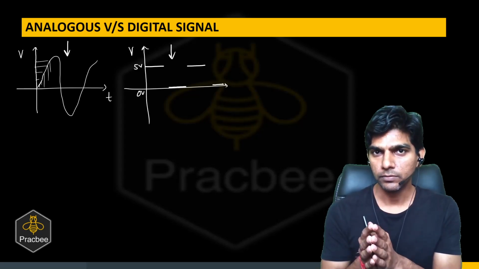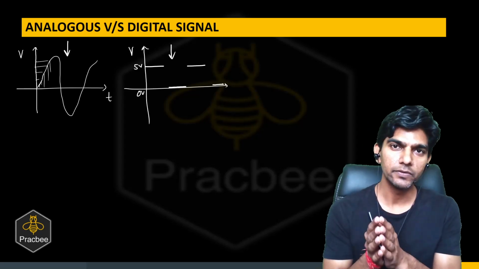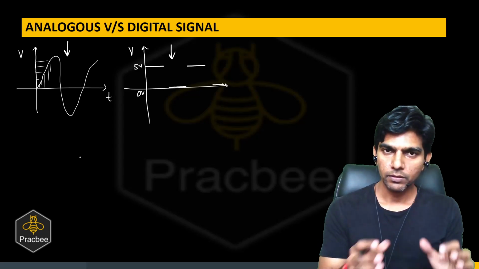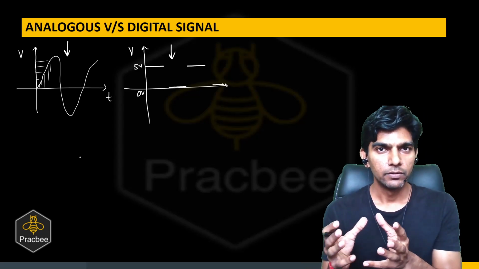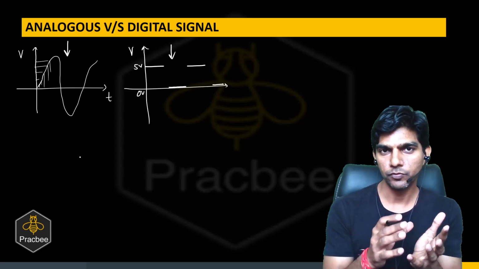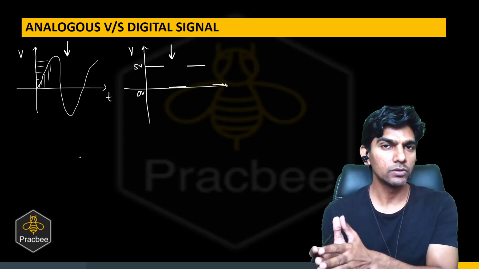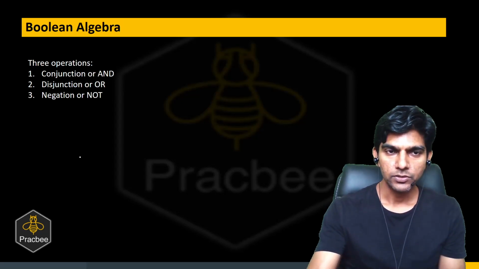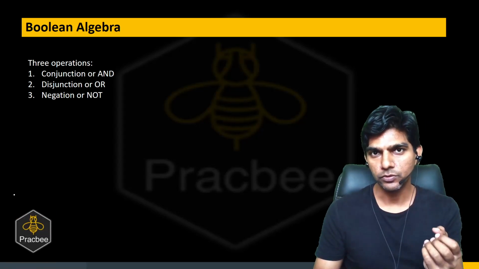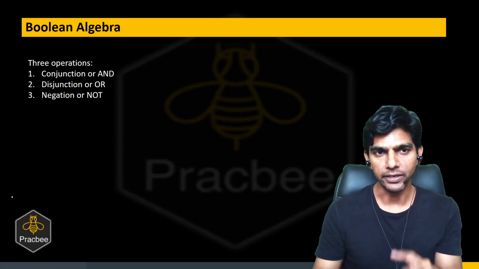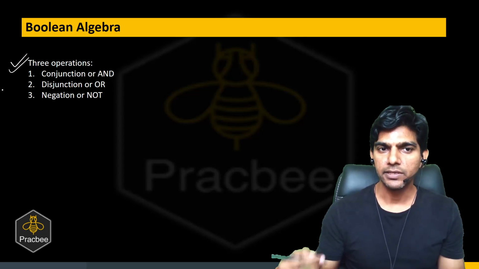They work on digital signals, and with the help of the devices we have studied, we can form some gates, and for a particular set of inputs, we'll get a particular set of outputs. We'll study that. Before that, we should understand the Boolean algebra that is used to understand the working of a gate. There are three major operations that we have to study.